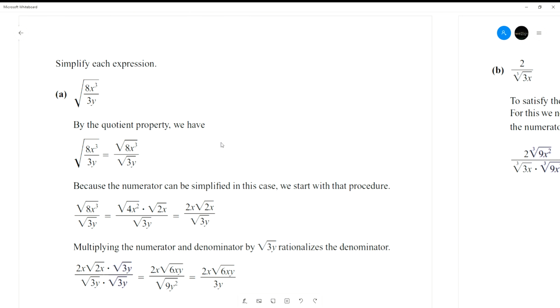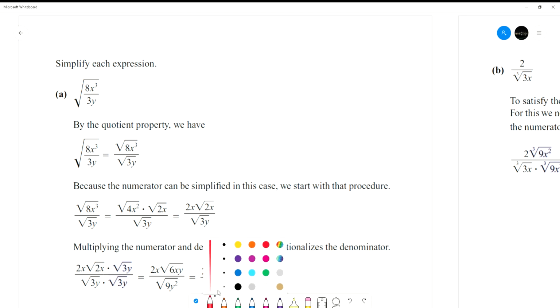So over here we got the square root of 8x cubed over 3y. First we use the quotient property to split them up into two fractions. Now, you see how the denominator's radical 3y? That one we can multiply by root 3y, root 3y. When you do that, the denominator is now radical 9y squared, because you need the exponents here to be multiples of 2.